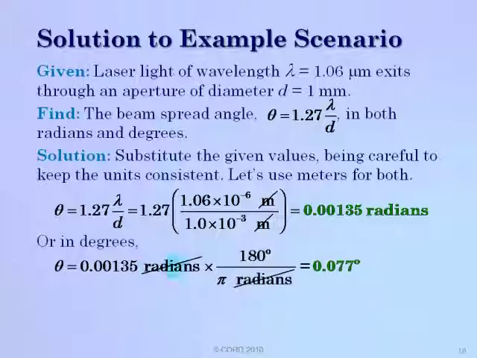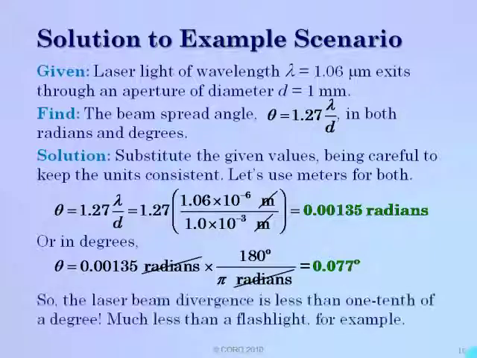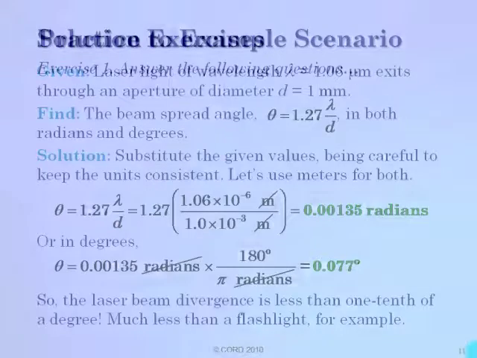Well, we don't have a very good feel for radians, so let's convert that to degrees. So we again multiply our measure of radians by a unit ratio of 180 divided by pi radians. The radians will cancel, and the result of the math will be 0.077 degrees. Well, that's a pretty small number. So that laser beam is diverging less than 1/10 of a degree. Compare that to a flashlight, for example.